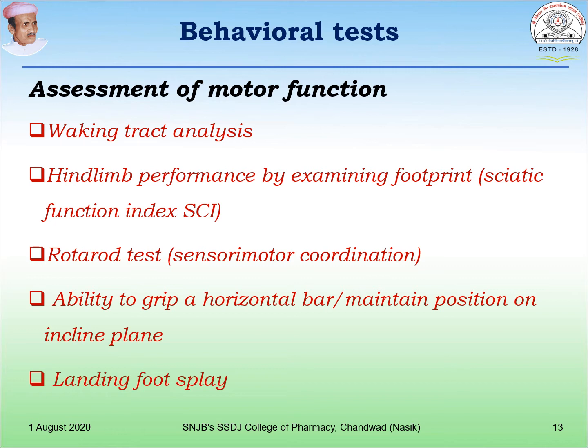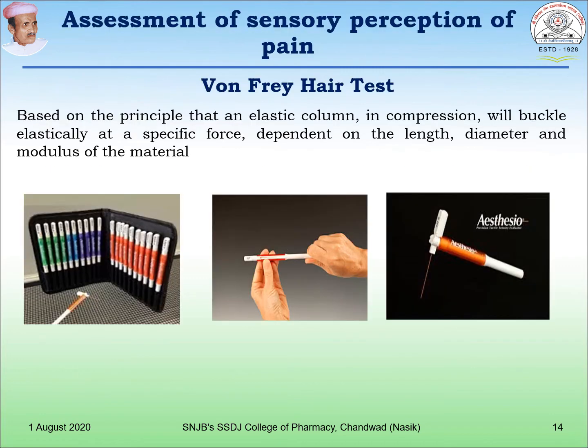What is landing foot splay? In this case the mouse is gently taken up by the neck and tail, raised 15 cm into the air and released. When mice are held in the air, they spontaneously spread out their hind legs. While falling, they tend to bring their feet closer together again with a view to landing safely on the ground. In this case, the distance between the hind legs at the time of ground contact can be correlated with the animal's reaction speed and therefore reflects the nerve conduction rate.